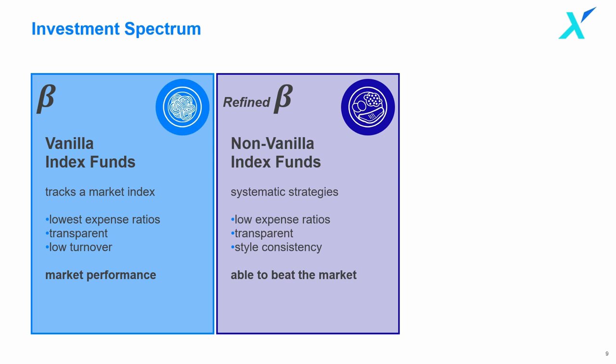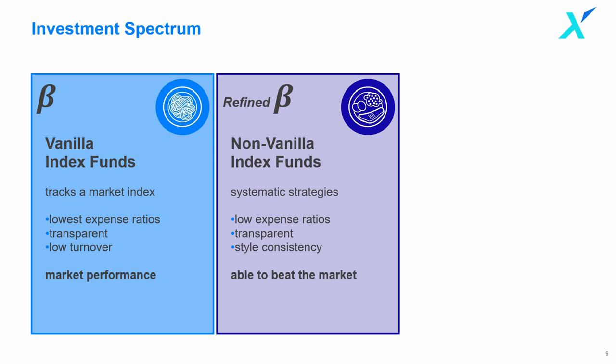So for example, a type of strategy that you might find in the space would be a value index. It's an index, but it's giving you exposure to value or cheaper companies. In other words, the companies in that index are not selected or weighted based on market cap as they would be under vanilla index funds. They're selected and weighted based on whether they're exhibiting value characteristics, for example, a low price to book or a low price to earnings ratio. And the beauty of these types of strategies, which operate in this refined beta non-vanilla index fund space, is that they are also able to beat the market.